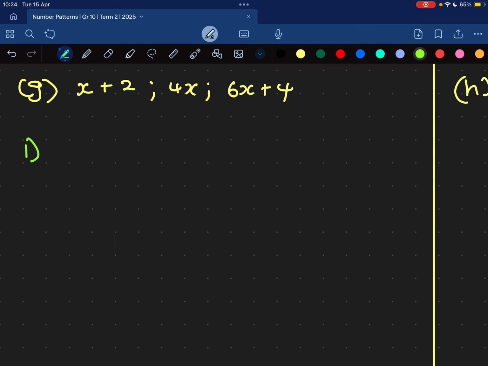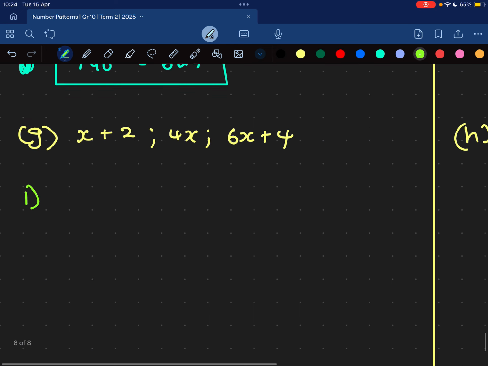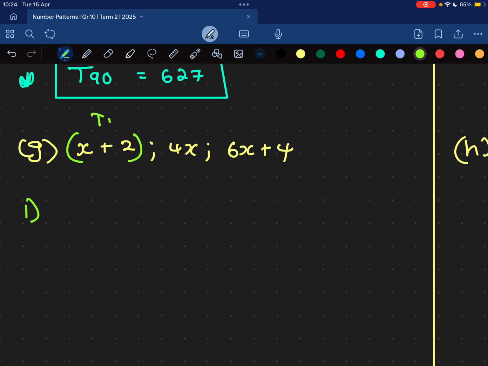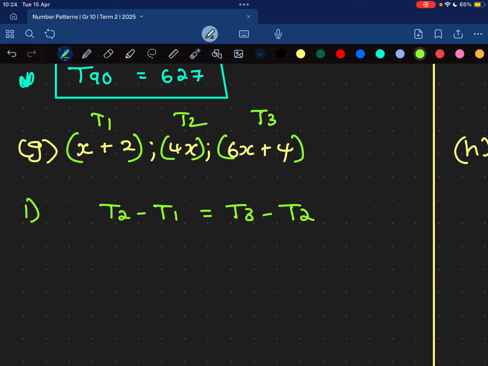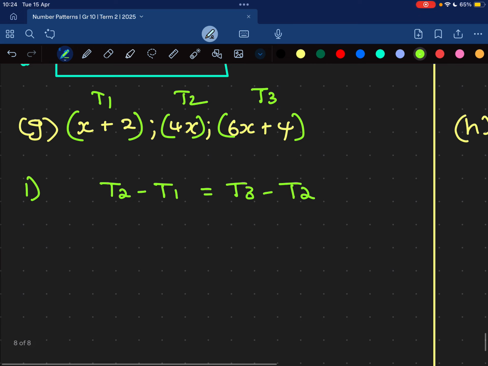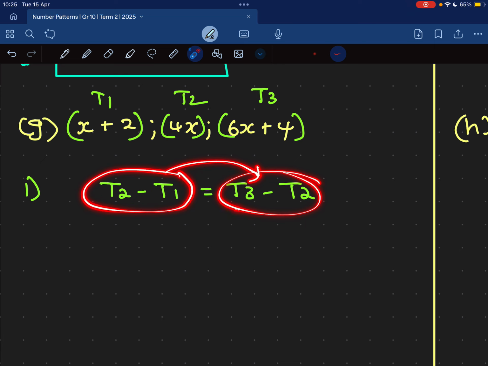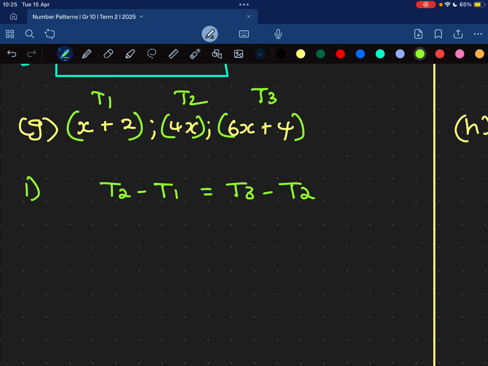The value of x I'm going to find by using the common difference. So I'm going to say, well, if this is T1, that is T2, and that is T3. The common difference says that T2 minus T1 should be equal to T3 minus T2. Okay, it doesn't matter in which order you do it. Either way you'll still get the exact same answer, in terms of this side being on that side or this side being on this side. Remember, it's equal, so it doesn't matter.